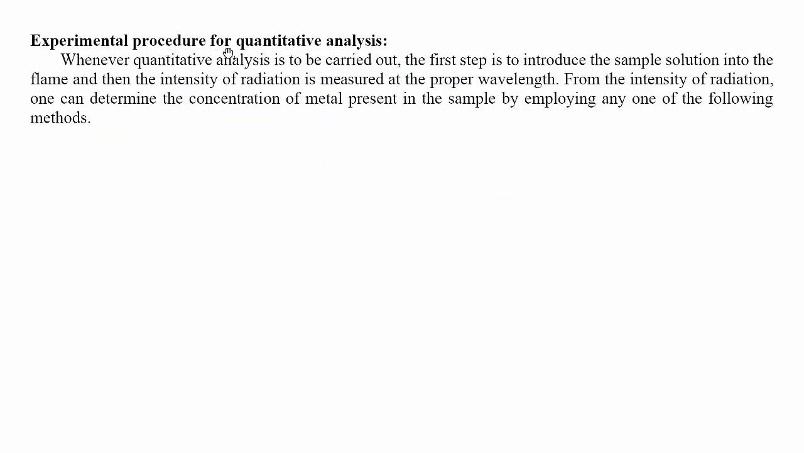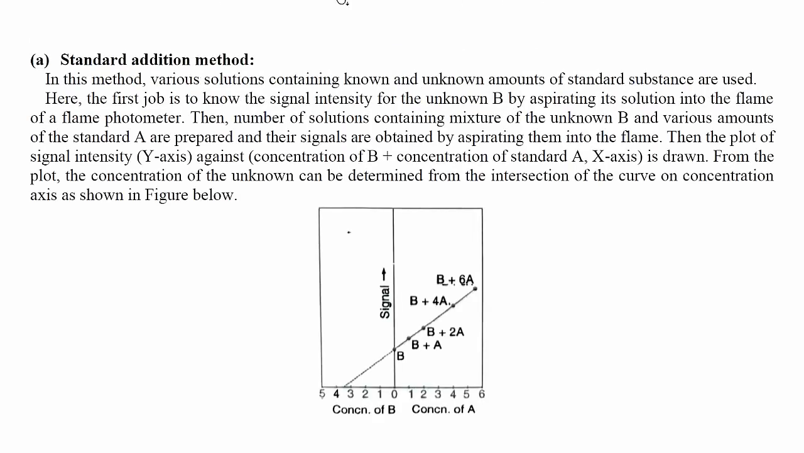Experimental procedure for quantitative analysis. Whenever quantitative analysis is to be carried out, the first step is to introduce the sample solution into the flame, and then the intensity of radiation is measured at the proper wavelength. From the intensity of radiation, one can determine the concentration of metal present in the sample by employing any one of the following methods. A.